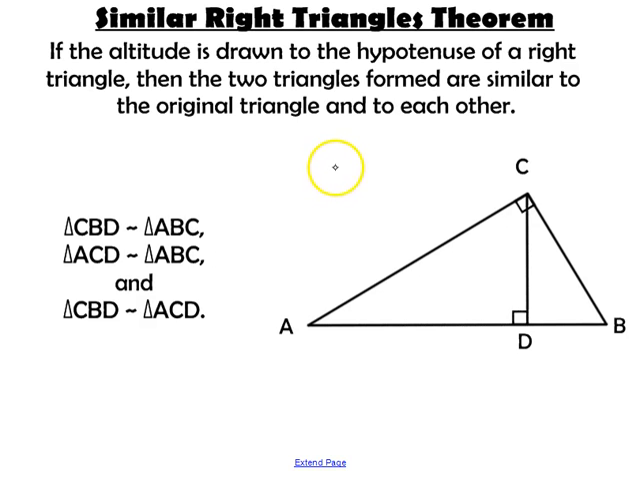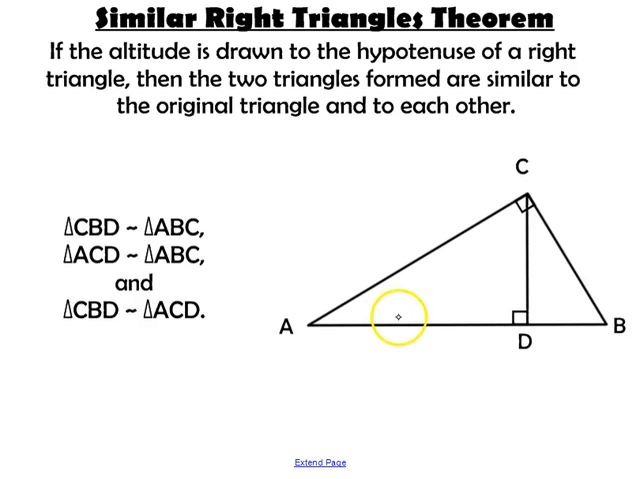Now let's talk about the similar right triangles theorem. When you have a right triangle, and then if you draw the altitude from the right angle to the hypotenuse, it actually forms two additional right triangles. Now what happens is these three right triangles are all similar to each other, which means their corresponding angles are congruent and the corresponding sides are proportional.